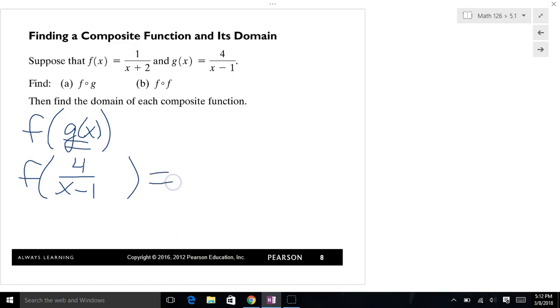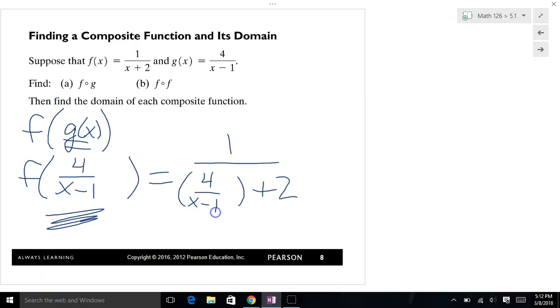So now let's write f. f of x is 1 over x plus 2. But what goes in? x doesn't go in. This stuff goes in. That's my new input. g of x is input into f, so it's 4 over x minus 1. Now, after I clean this up, that's my function f of g of x, okay?